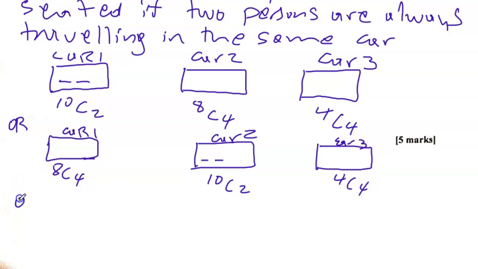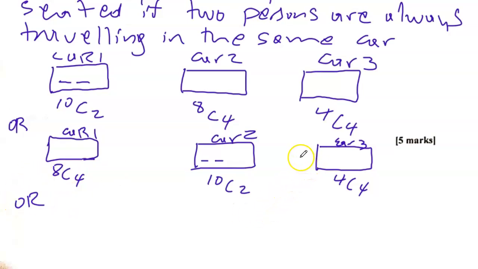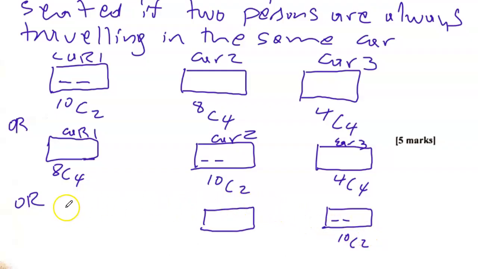Or you could seat them first in car 3. So car 3 here, where you select 10 choose 2. So you fix these 2 here, 10 choose 2, because remember, it's 12 persons. You fix 2, so you're really selecting from 10. And then again, from the other cars, whichever way you want, car 1 or car 2 next, it's 8 choose 4 and 4 choose 4. So again, you could fix them in car 2, so you start with 10 choose 2. Then you seat the other 8 persons in the other 2 cars. Or you could seat them first in car 2, then in car 3.